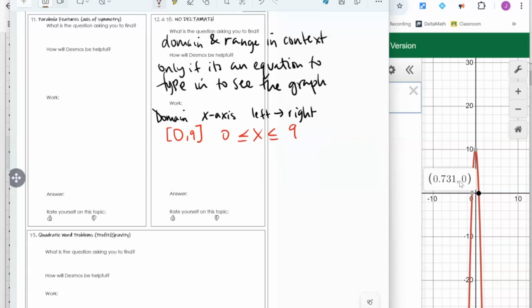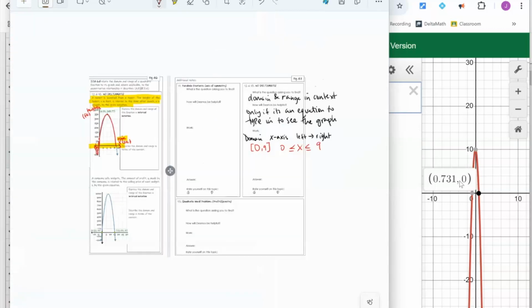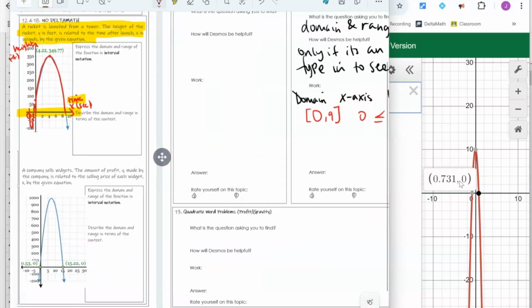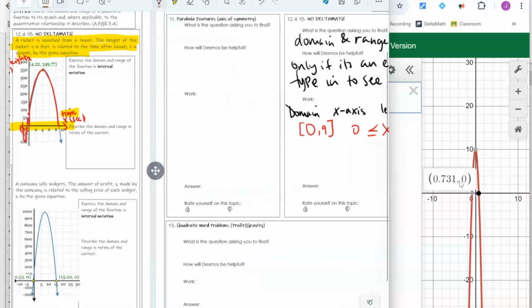All right, what you're going to do real quick is pause the video and try to do domain for this second question. Okay, pause the video, try to do domain for this second question. All right, now that you've done that, let's just talk about this since it's fresh in your head.